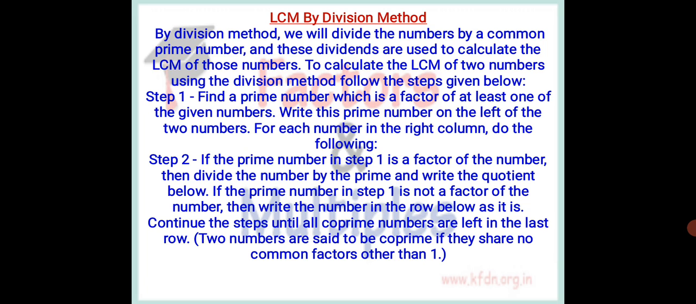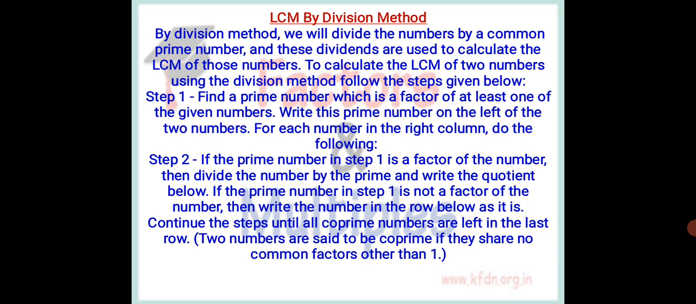To calculate the LCM of two numbers, we have to follow two steps. Number 1, find a prime number which is a factor of at least one of the given numbers. Write this prime number on the left of the two numbers.